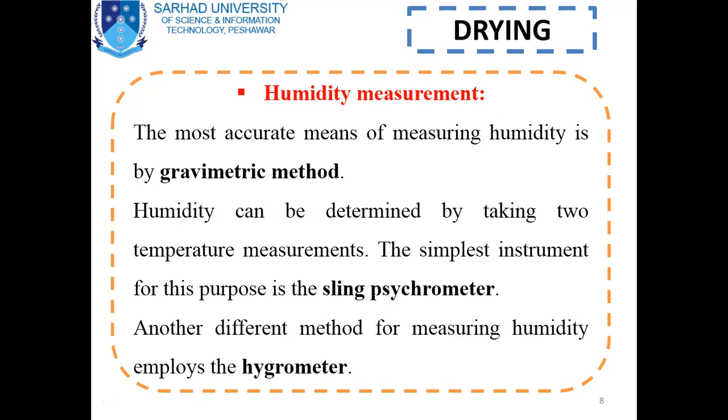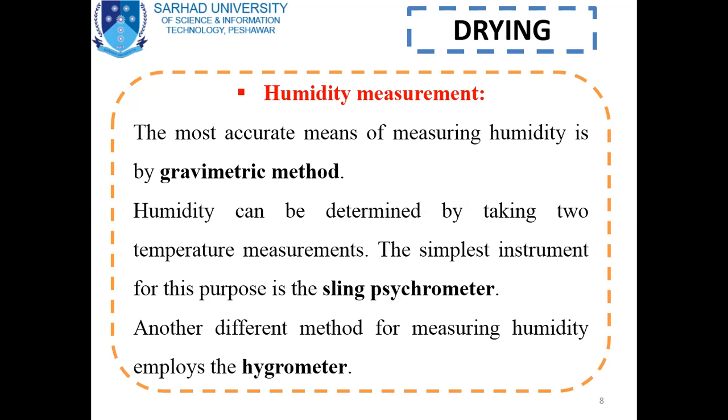Regarding humidity measurement, the most accurate means of humidity measurement is the gravimetric method, and humidity can also be determined by taking two temperature measurements, that is the wet bulb and dry bulb thermometer. The simplest instrument for this purpose is termed the length hygrometer, and another method for measuring humidity employs the hygrometer. The digital hygrometer is widely used in the pharmaceutical industry in order to monitor the humidity of any environment, any area in the pharmaceutical industry.